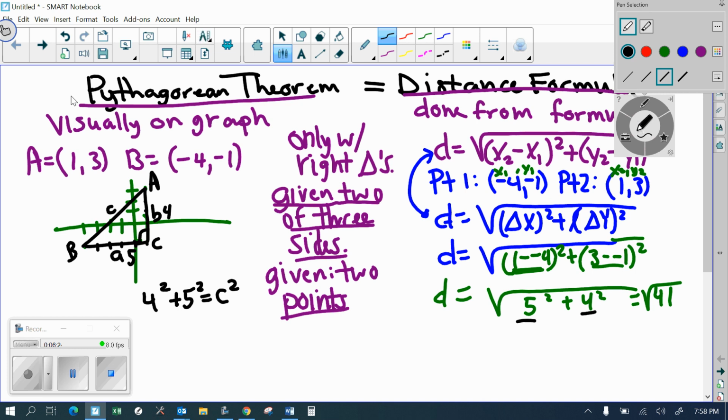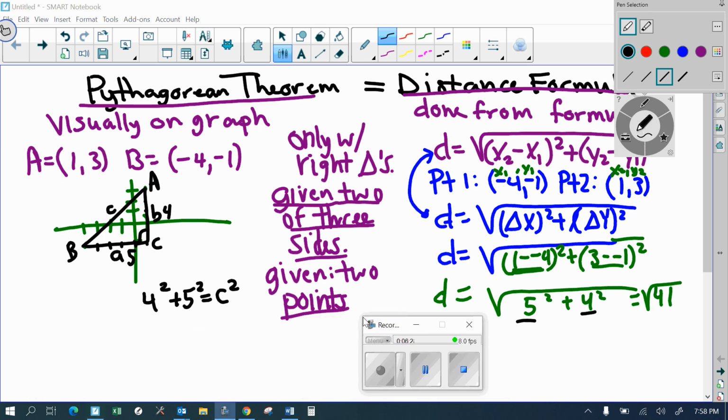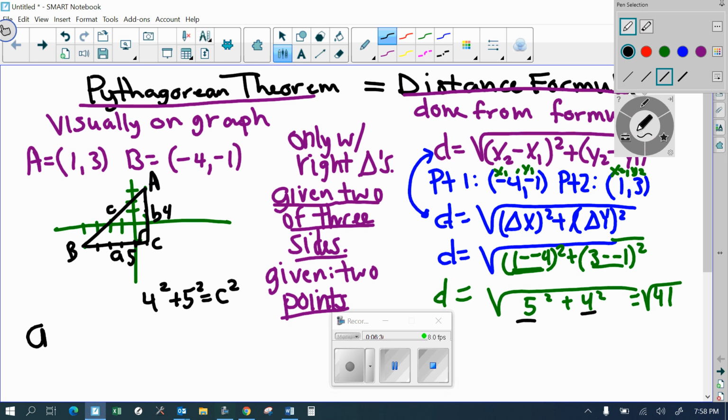Pythagorean theorem. I didn't write it down. Let's go ahead and write it down here. Pythagorean theorem: a squared plus b squared equals c squared. Remember, c is always your hypotenuse. And where's the hypotenuse located? Always across from the right angle. So c is always going to be the hypotenuse, which is always going to be the longest side of your right triangle. And these a and b are called legs.